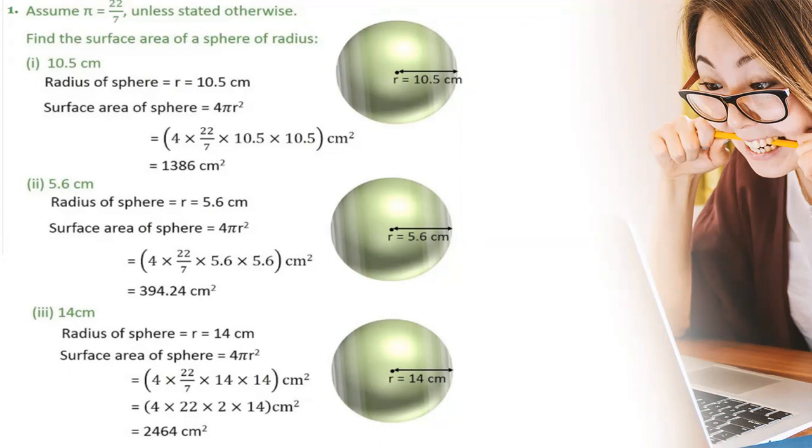Whereas coming to the second case, we are given the radius of the sphere as 5.6 centimeters. So surface area of the sphere is 4 pi r square. So now by solving the equation with the given radius, we get 394.24 centimeters square surface area. In the third case, we are given the radius as 14 centimeters. So the surface area of the sphere is 4 pi r square, and by solving we get 2464 centimeter square.